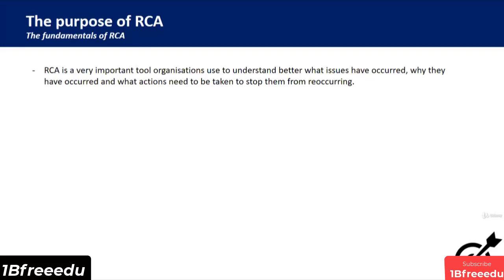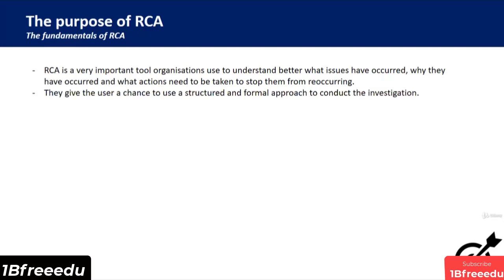There's no point in conducting a really good RCA into an issue to understand what's gone wrong and why, if you're not going to deliver great solutions to come from that. Otherwise, the RCA then is redundant, right? The purpose of an RCA is to actually use the information that comes from the RCA. They give the user a chance to use a structured and formal approach to conduct the investigation. And they give the user options when it comes to what tool to use to conduct the investigation.